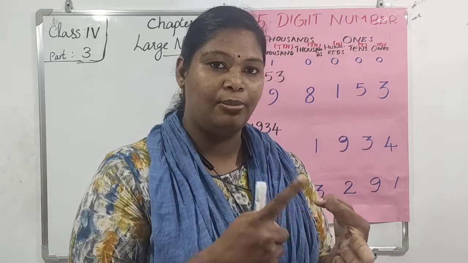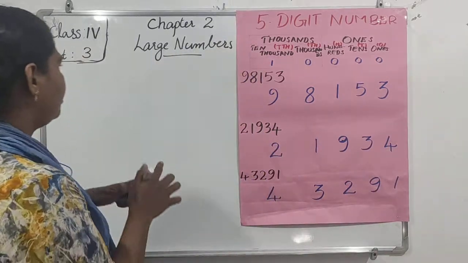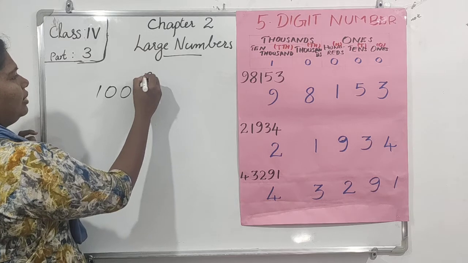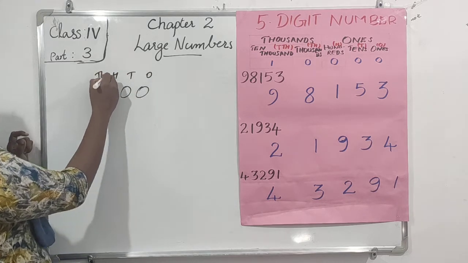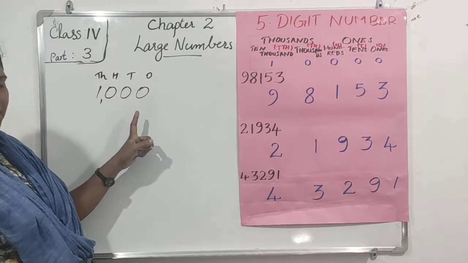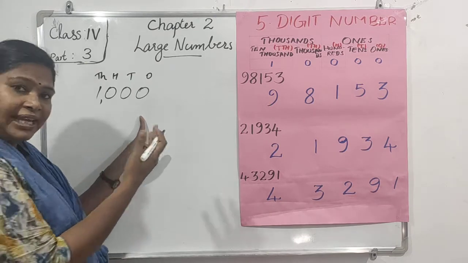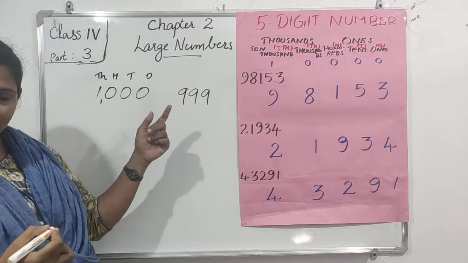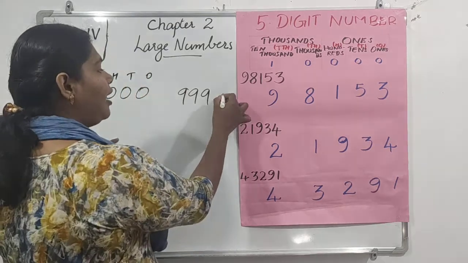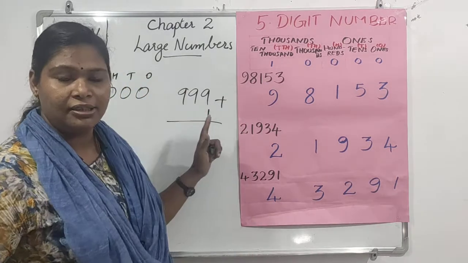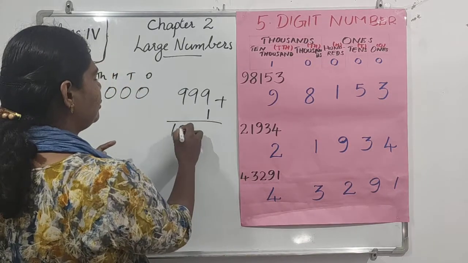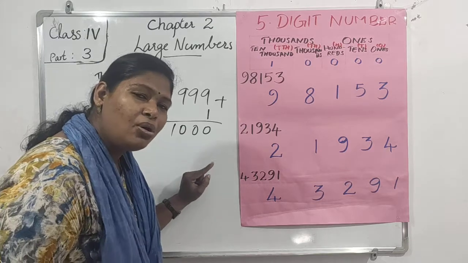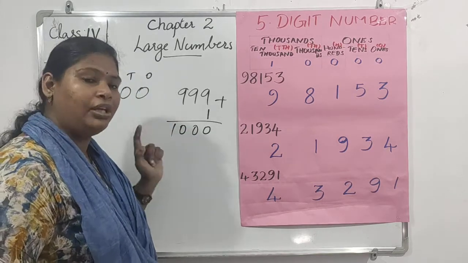Last year, we studied 4-digit numbers. What are the 4-digit numbers? 1s, 10s, 100s, 1000s. This is known as a 4-digit number, the smallest 4-digit number. How do we get this? The largest 3-digit number is 999. When we add 1 to that 999, we get 1000. It's a 4-digit number. This is the smallest 4-digit number we know.